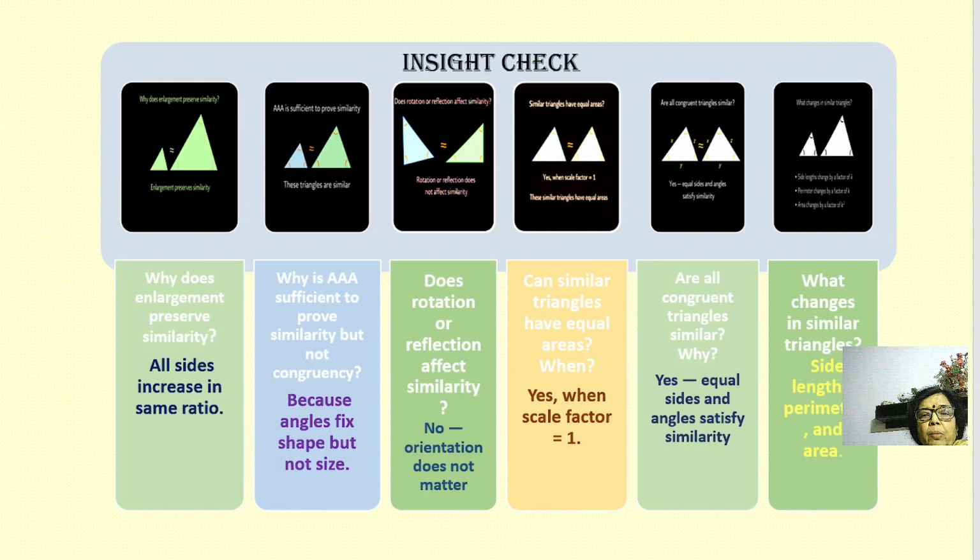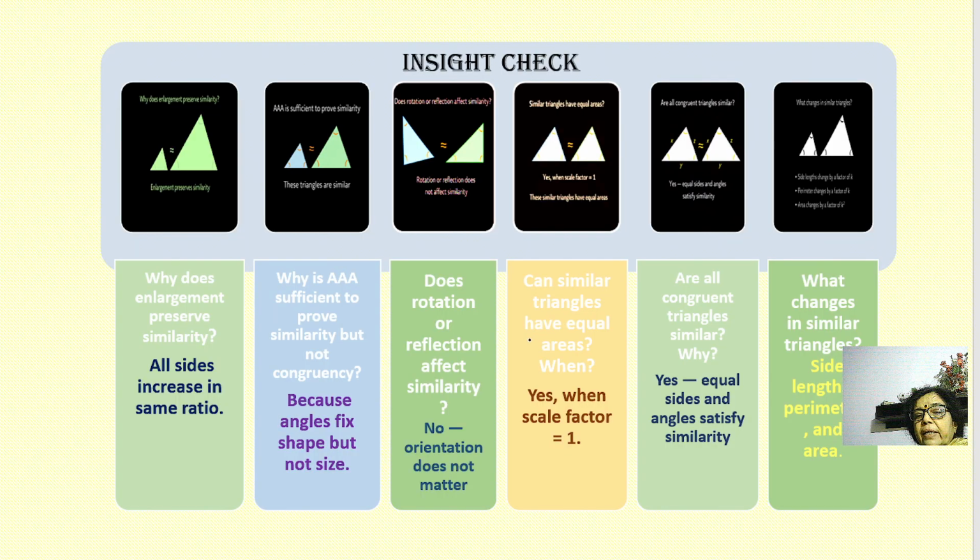Now before we move out, let us have a check on what we have learned till now. We have understood why enlargement does preserve similarity, because all sides increase in the same ratio. Why is AA sufficient to prove similarity but not congruency? Because angles fix shape but not sides. Does rotation or reflection affect similarity? No, orientation does not matter.